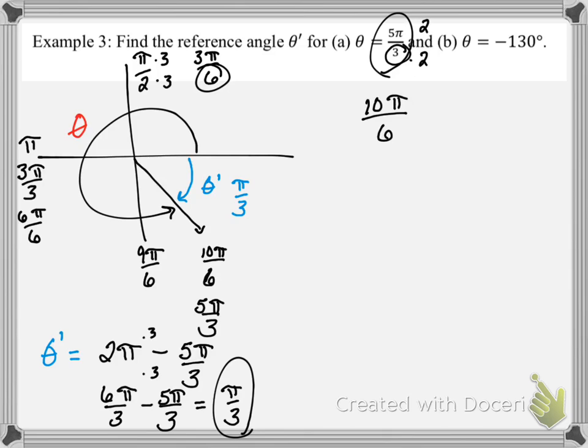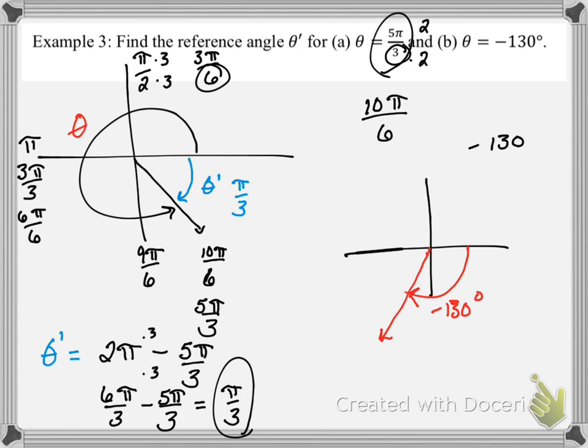So for negative 130 degrees, first of all, we're rotating in the negative direction. So here's negative 180. We don't want to go that far. Negative 90. So to go to negative 130, it looks like we're going to be somewhere, I don't know, 50 degrees short. So there's rotating that direction. There's my negative 130 degrees. So that's my theta.